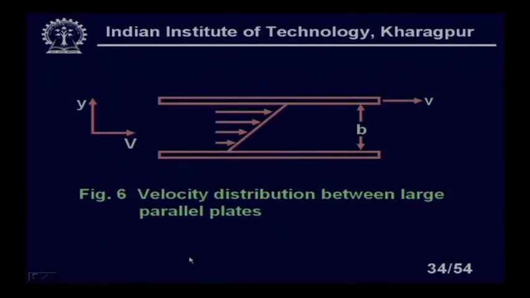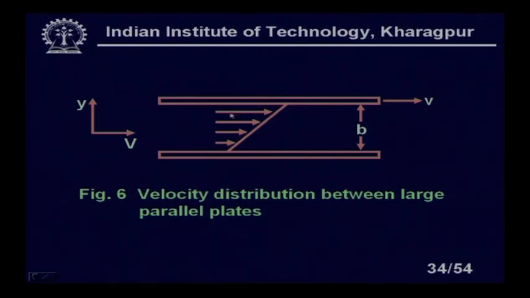Now, velocity distribution between large parallel plates, we are showing what the velocity distribution is. Suppose there are two parallel plates and the plates are stationary. Now, suddenly suppose these plates start to move in this direction. This plate starts to move in this direction. The plate is moving in this direction. Then what will happen?